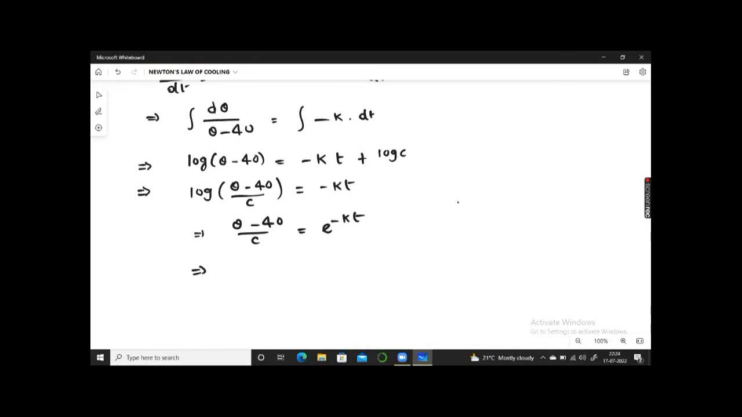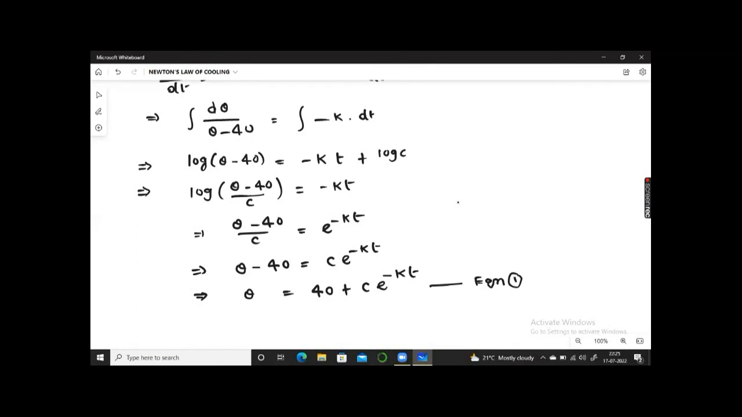That implies theta minus 40 is equal to c into e to the power minus kt. That implies theta is equal to 40 plus c into e to the power minus k into t. That's it. This is equation one. Let me say this is the actual solution.